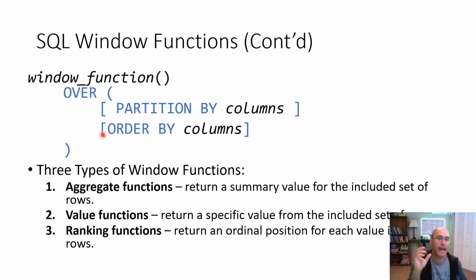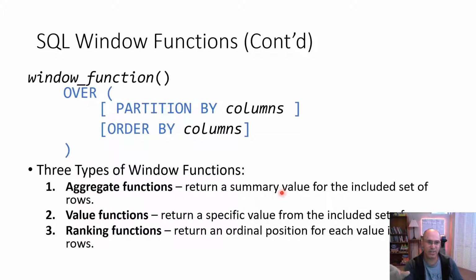And there are three categories of window functions. There are aggregate functions, which return a summary value. These are similar to the aggregate operators and aggregate functions that you saw with GROUP BY. The only difference is they apply to an entire row. And then there are value functions, which look up a value in the partition. And then there are ranking functions, which assign some kind of ordinal value or percentage, if you will, to the data in the partition.